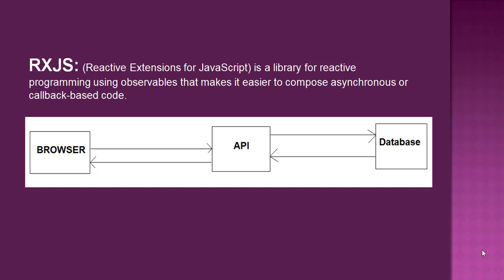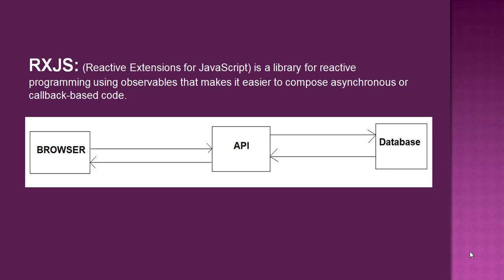So let's take the example of our registration page. When the user registers on our registration page in the browser and submits the form, it goes to our API, and then the API stores the data to the database, and then the API returns the success code to the browser. And if there is an error, then the API returns the error code to the browser. So this does not happen immediately. It takes some time, and so we call that process an asynchronous process.